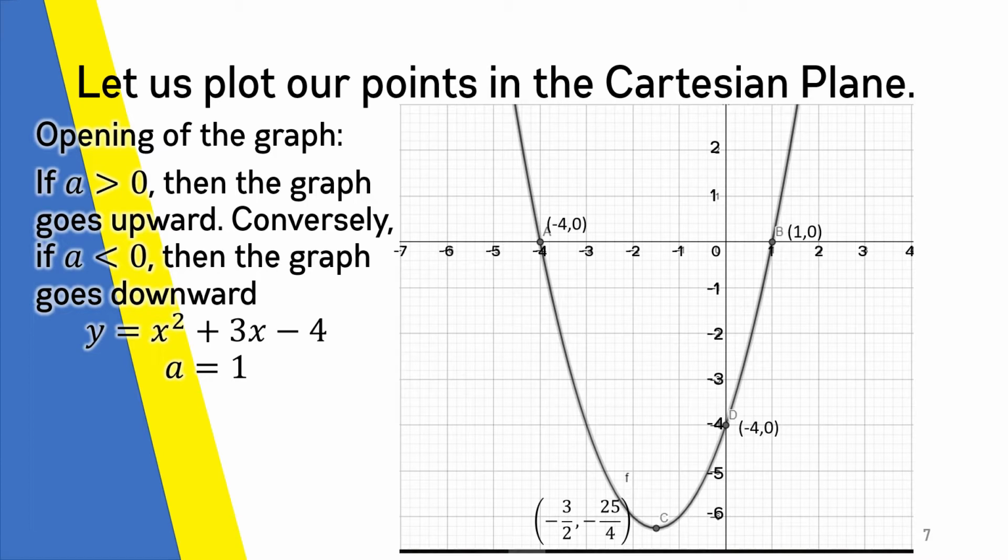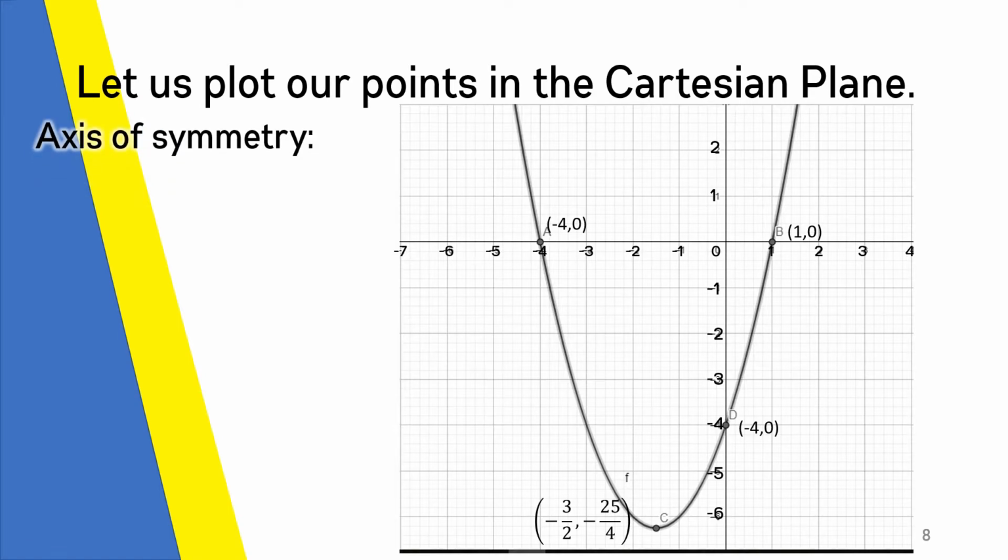You can see here the x-intercepts. We have here (negative 4, 0) and (1, 0). We have here the y-intercept, (0, negative 4), and here is the vertex, which is the minimum point of the graph. We have here negative 3 over 2 and negative 25 over 4.